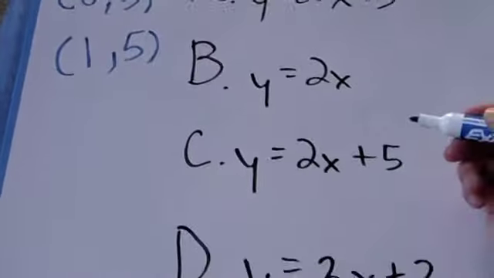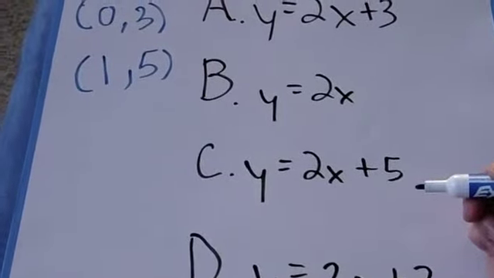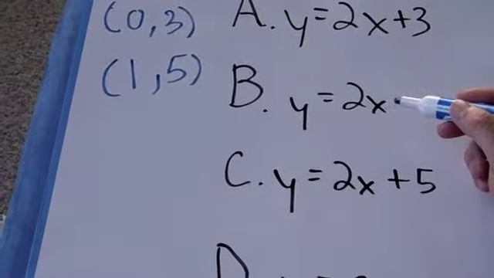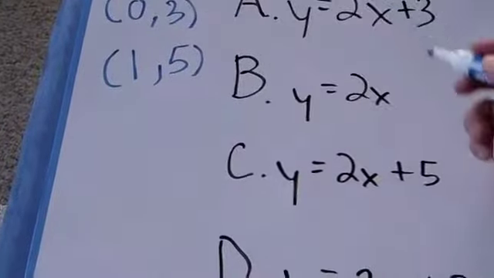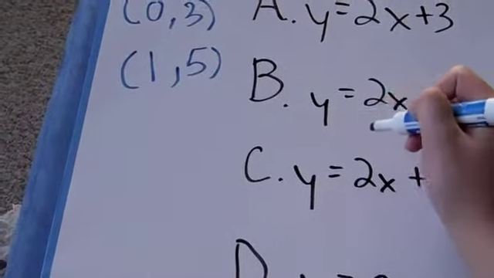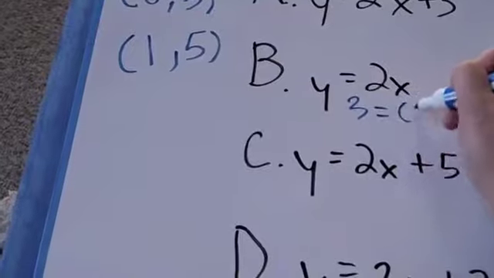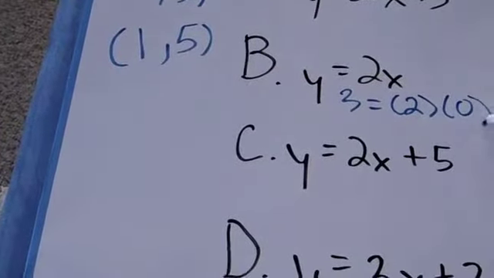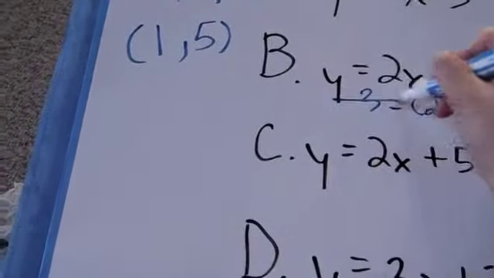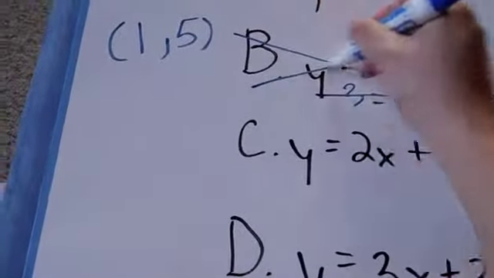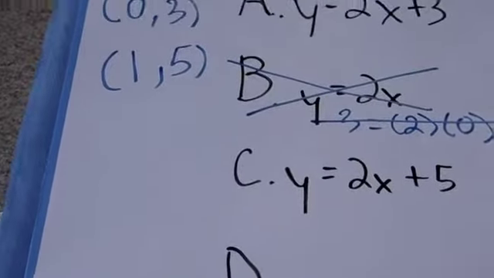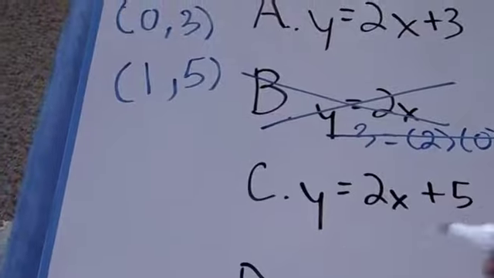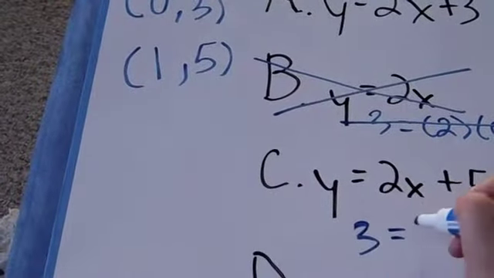Now, using the coordinates (0, 3), we can plug in for x and y in our different answer choices and figure out which one gives us a valid solution. So for B, let's plug in 3 for y and 0 for x. 3 does not equal 0, so B is incorrect. Immediately cross out B and focus on your other answer choices.